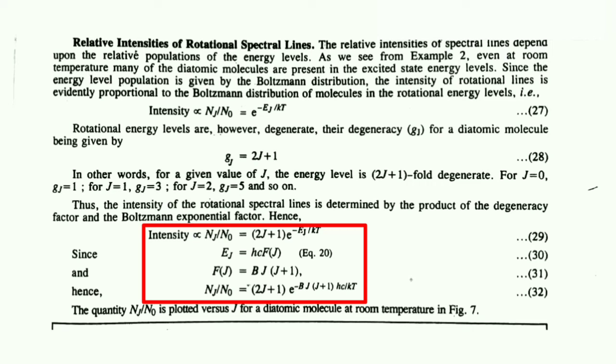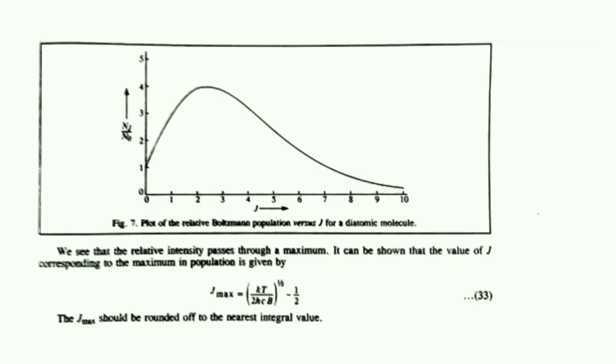Since EJ is equal to hc into FJ, or epsilon J, we can write epsilon J or FJ is equal to BJ into (J plus 1). So hence we can write nJ by n0 is equal to (2J plus 1) into e to the power minus BJ(J plus 1)hc by kT. The quantity nJ by n0 is plotted versus J for a diatomic molecule, as shown in this figure. This figure is the plot of the relative Boltzmann population versus J for a diatomic molecule.